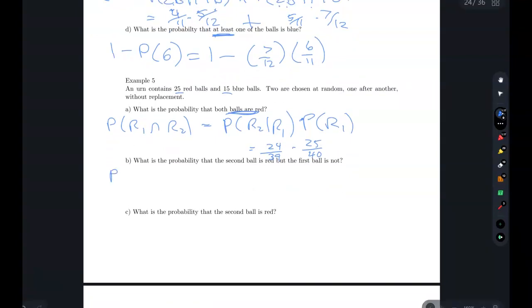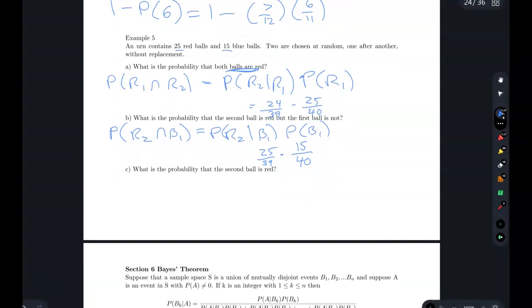And then the probability that the second ball is red, given that the first one is not. So that would be the red one is second and the first one is blue, right? So that would be the probability red is second, given that blue was the first one, times the probability that blue is the first one. Since I have 40 balls, and for blue I have 15, I have 15 different ways to pick blue out of the 40, and then out of the 39 left, I'm going to pick a red one, so that's going to be 25.